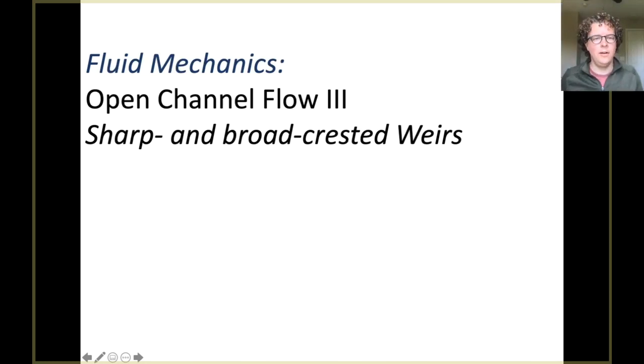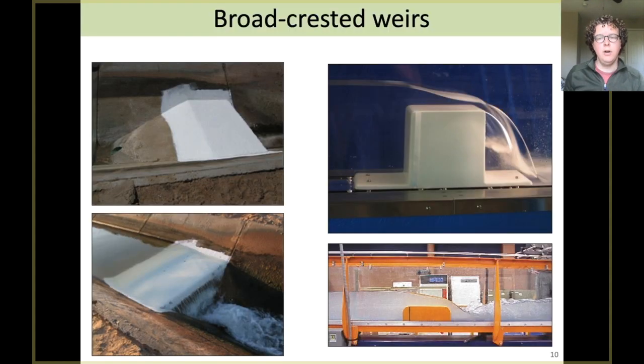Class, Adam Ward here. This is our second of two videos about weirs, and we're going to focus in this one on broad-crested weirs, having previously discussed sharp-crested weirs. So what's a broad-crested weir? It's a weir that has length in the direction of flow.